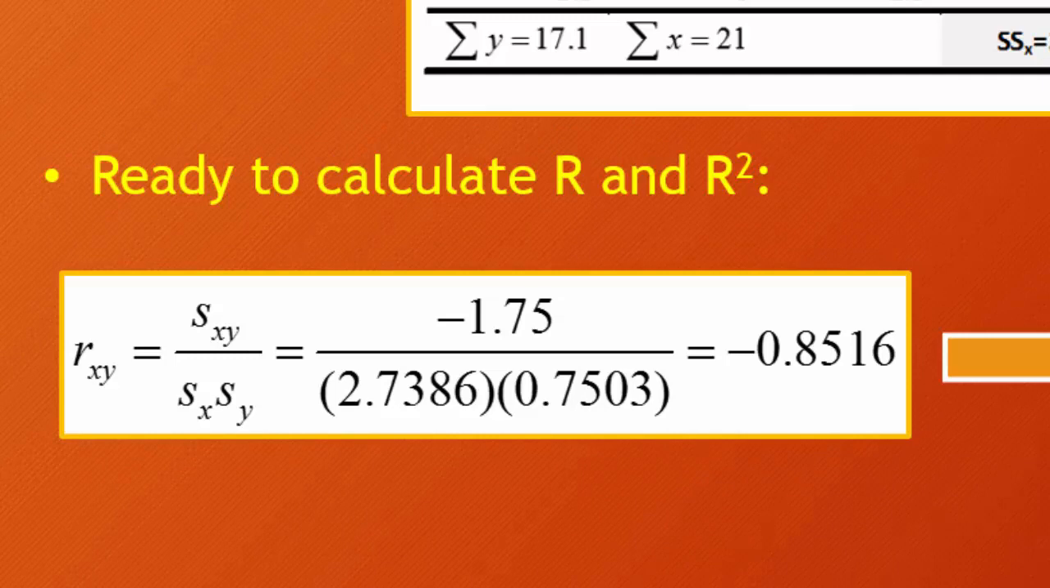And so the closer you get to an absolute value of 1, positive or negative, the closer you're getting to perfect prediction. So if you're getting close to negative 1, you're getting close to negative prediction, i.e. as values of the independent variable are increasing, values of the dependent variable are decreasing. And you get a positive coefficient if as values of your independent variable are increasing, the values of your dependent variable are also increasing. So in our case here, we have a negative 0.8516.